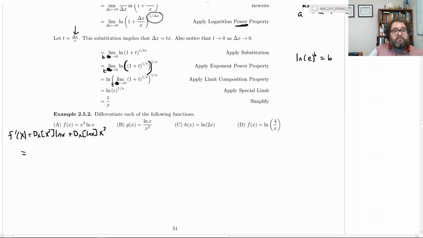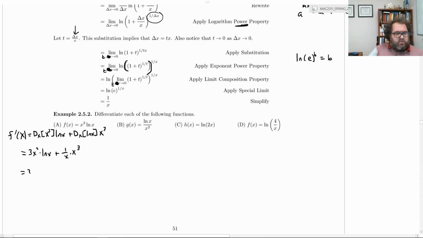All right, so now we actually take those individual derivatives. The derivative of x cubed is 3x squared times that natural log x, plus, now what's the derivative of natural log? Well, we just learned it's 1 over x, times the x cubed that was already there. If I could write a good 3. There we go. And now we just simplify. Maybe factor if we can.